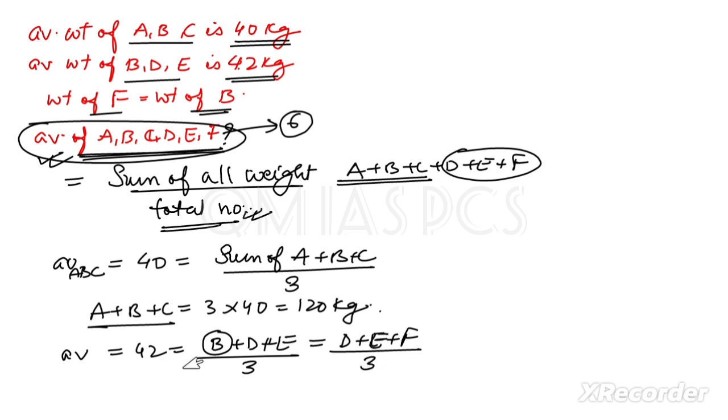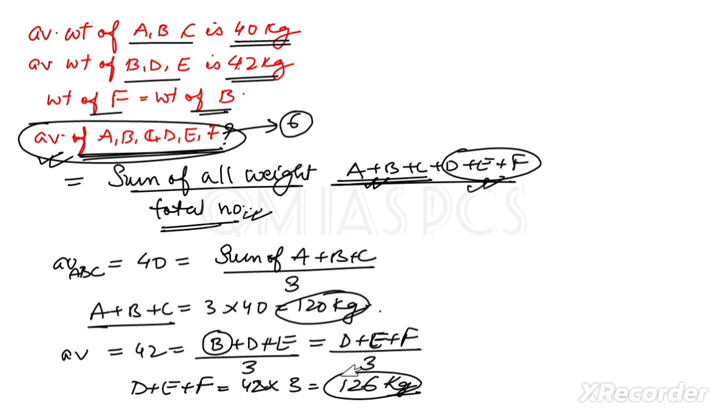So what is the value of this sum, D plus E plus F? That sum will be 42 multiplied by 3, and that will be 126 kg. So we got to know the value of D, E, F. We already know the value of A plus B and B plus C. So can we write this one? If you combine both values, 120 and 126, we will get this one.